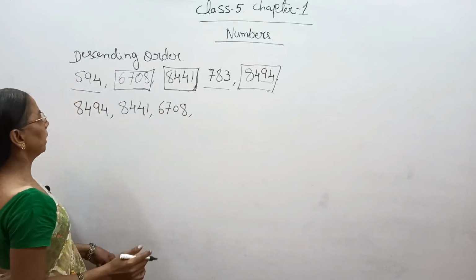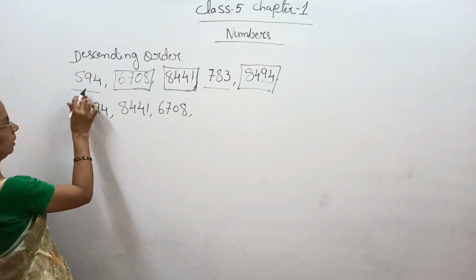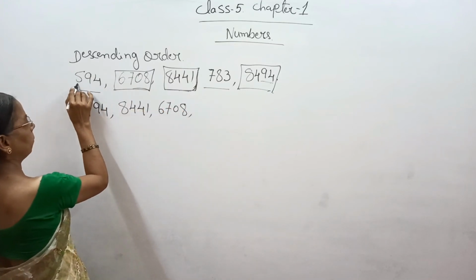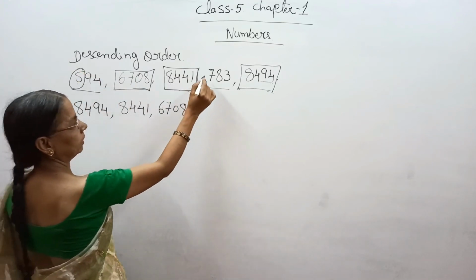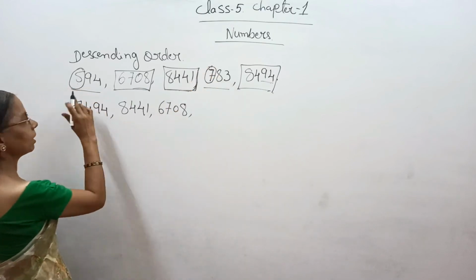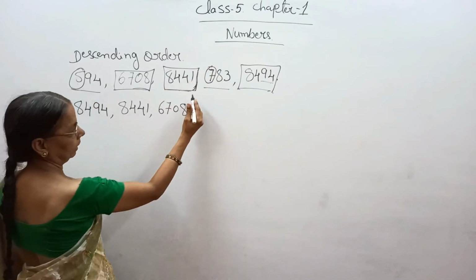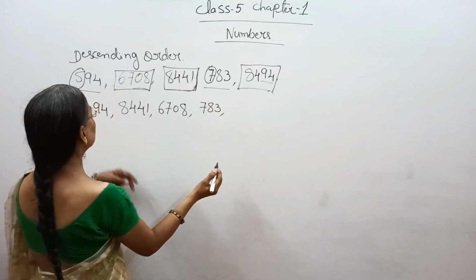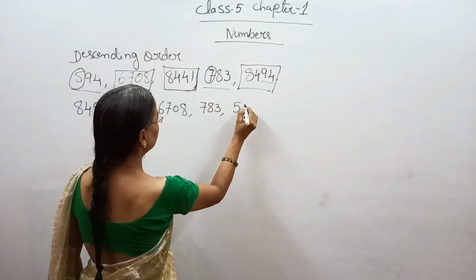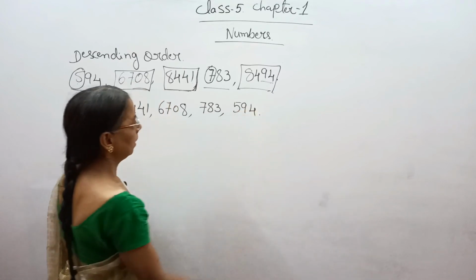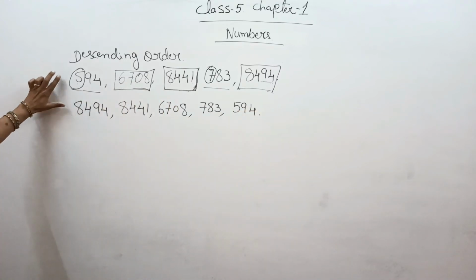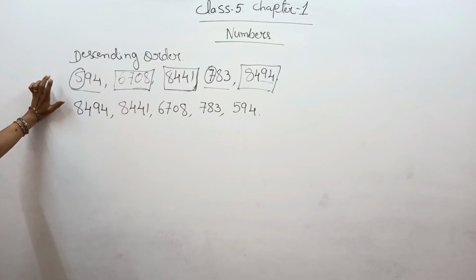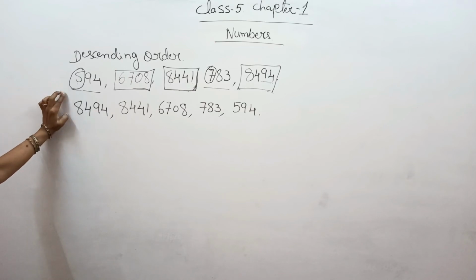Then 6,708. Then we have to come for 3-digit numbers, that is here it is 5 and here it is 7. Which is the bigger, 5 or 7? It is 7, 783, then it is 594. Like this we have to write in the descending order and we get the correct answer.